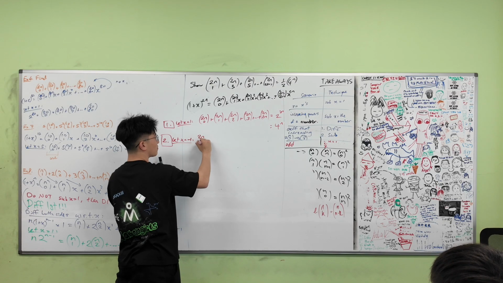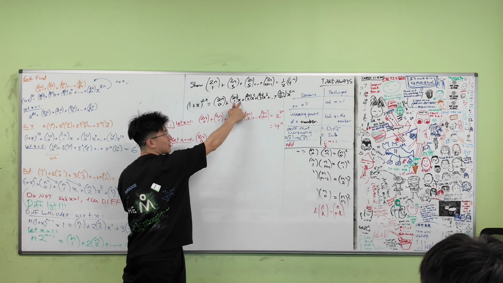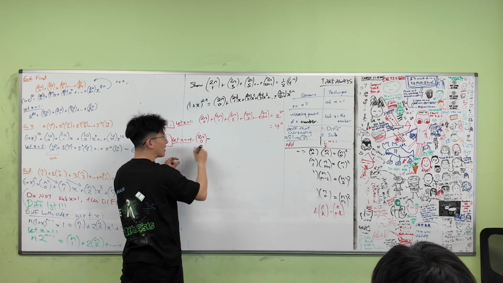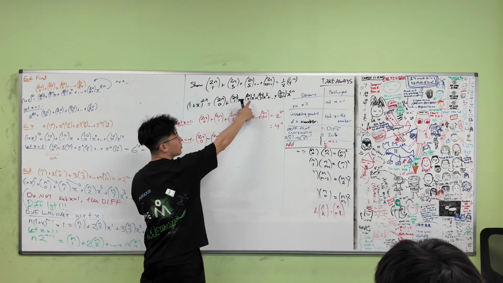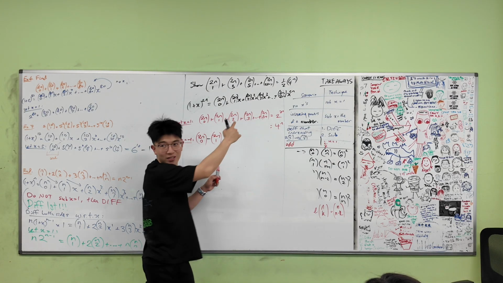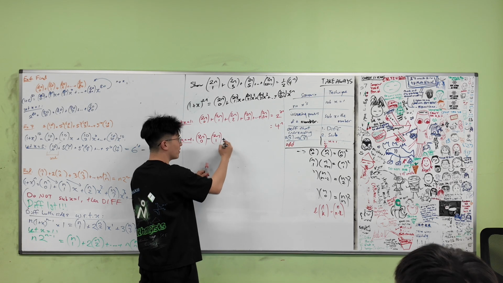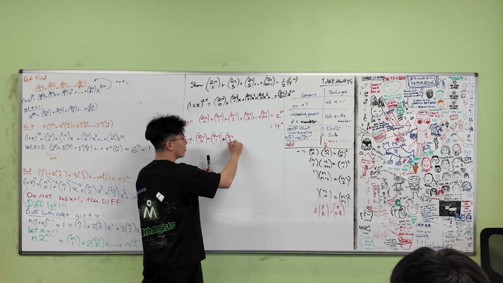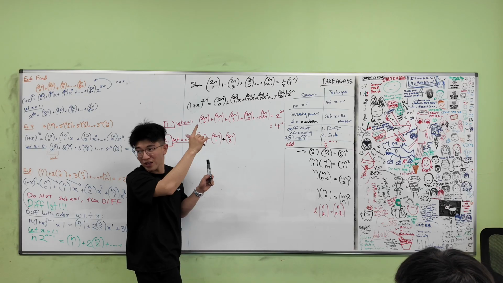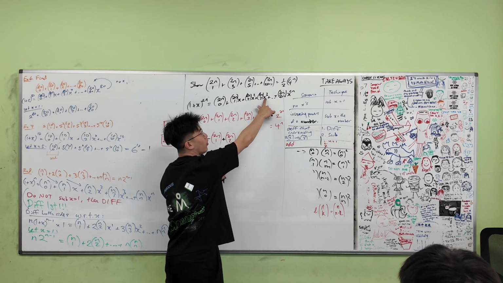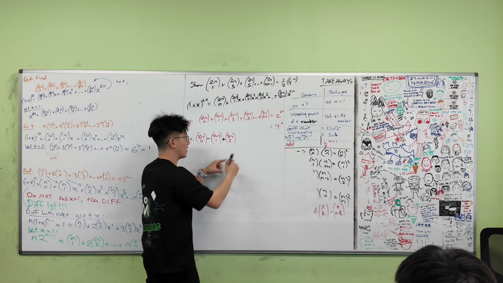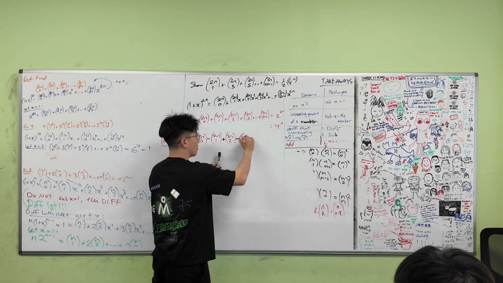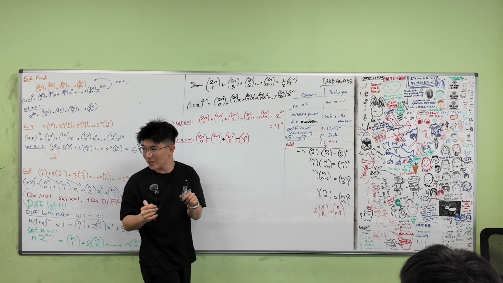2n choose 0. That's positive. 2n choose 1 times -1 is now negative 2n choose 1. True? And then 2n choose 2 times -1 squared is equal to positive 2n choose 2, because that was an even power of -1. This is now an odd power of -1. It's -1 cubed, which means I should have minus. Are we okay with that?